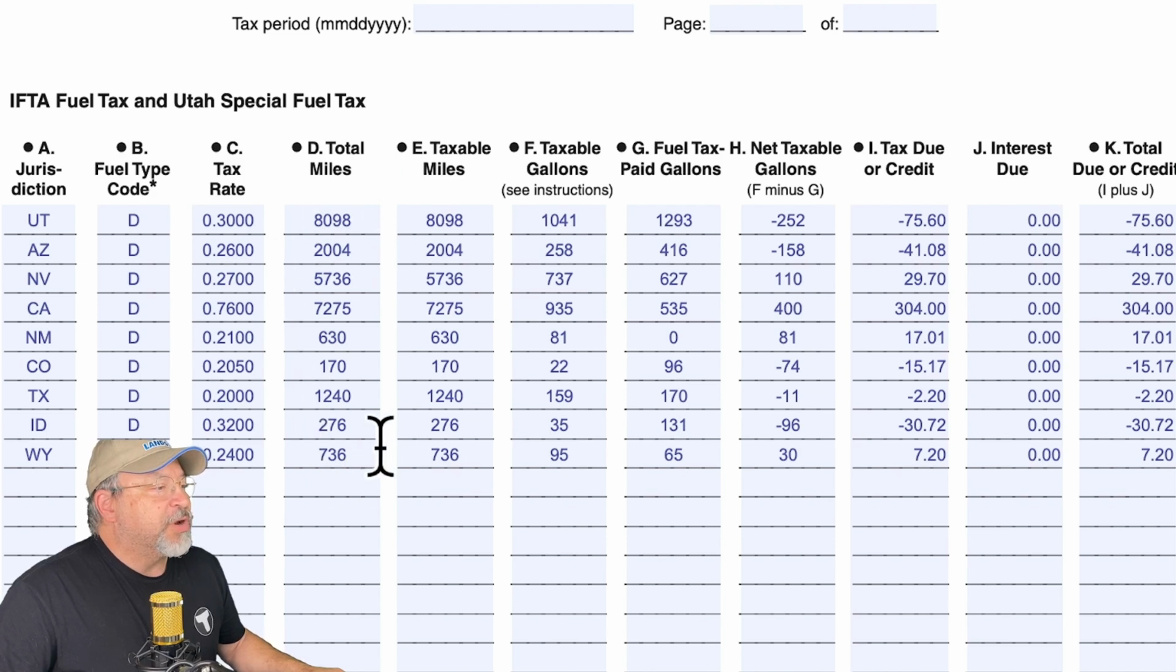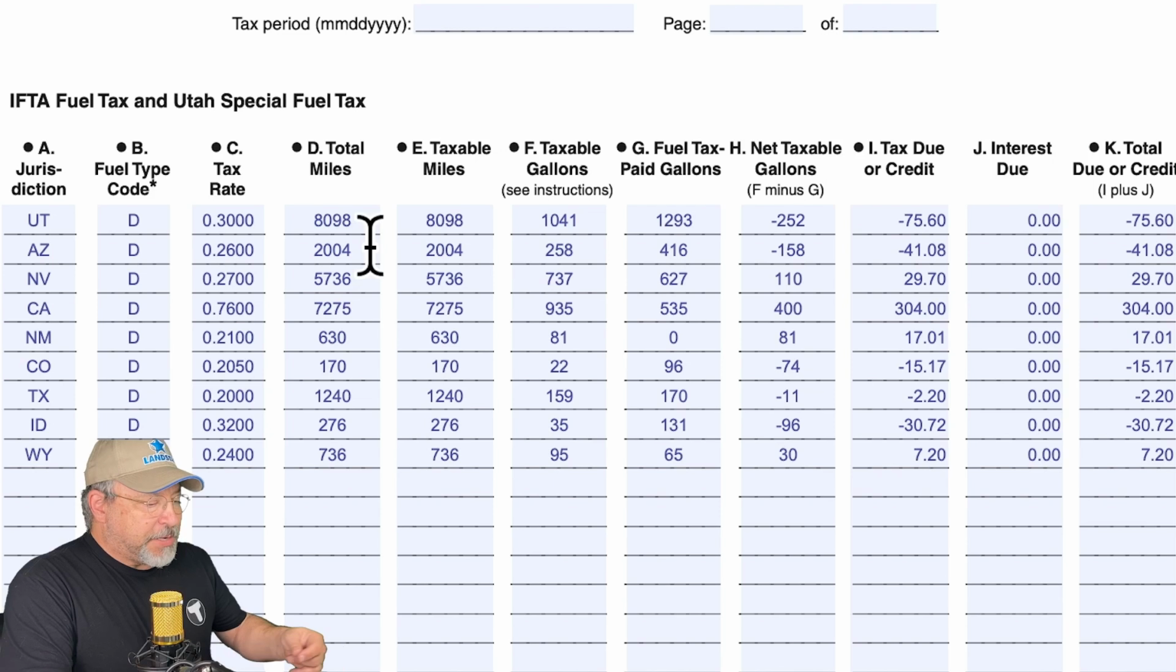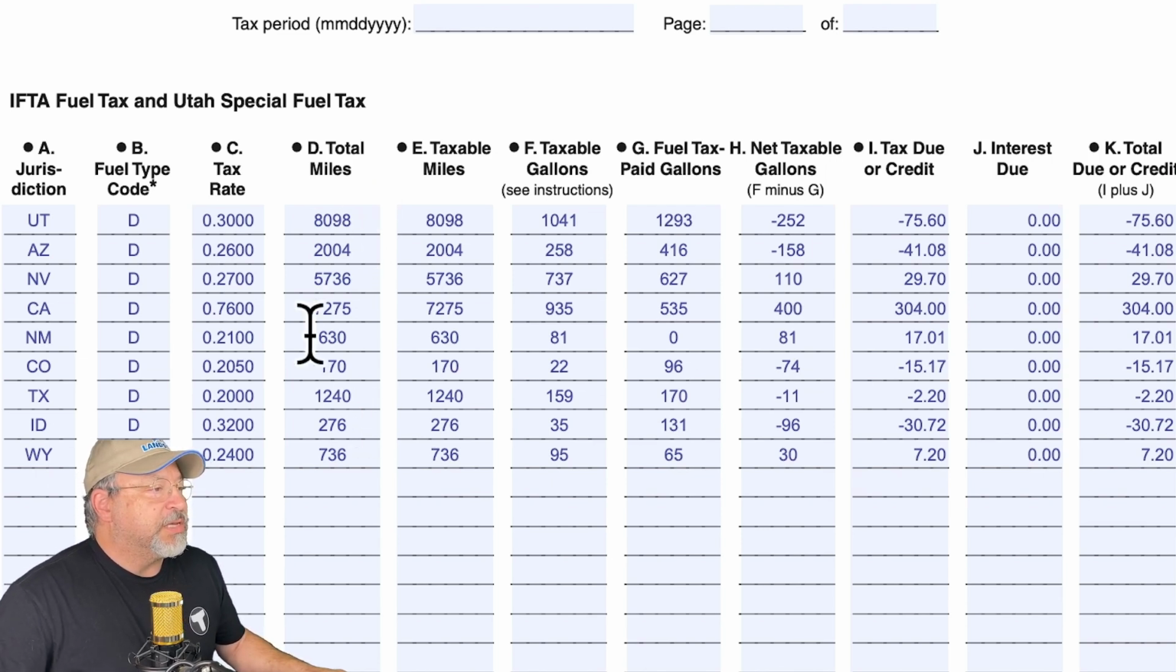Now let me tell you a great easy way to get your mileage information, and that is through your ELD. Your ELD software or back-end office has a way for you to run a report that will tell you how many miles you drove in any given state in any period of time. Like most of us before ELDs came along, we had a piece of paper sitting around somewhere and we'd hurry up and write down the odometer reading as we were crossing the state line. No longer need to do that. Your ELD will give you this information, okay? The taxable miles in E are the same as D because they were all IFTA miles, okay?